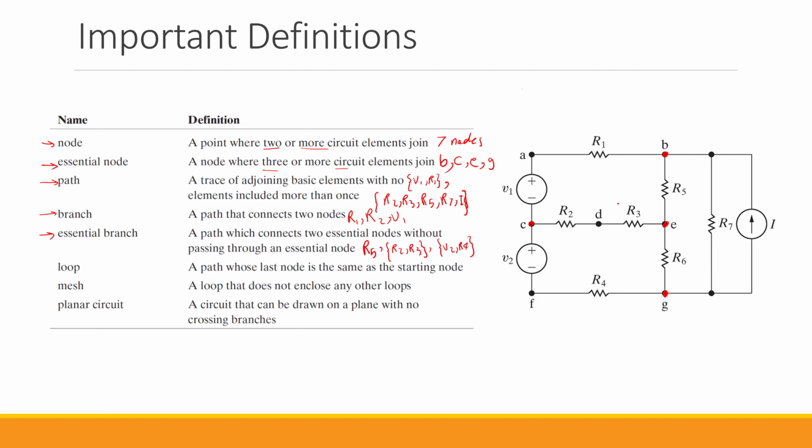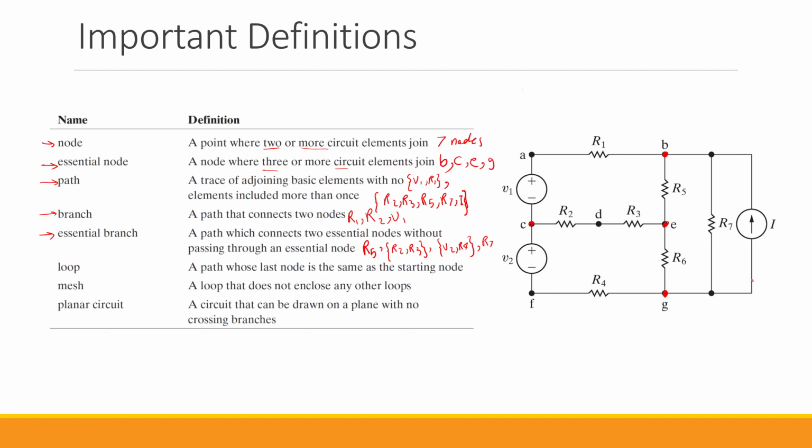What about the essential branch that connects B and G together? Obviously we cannot go this path. Why? Because it goes through C. We cannot go this path, for example. Again, it goes through E and C. We cannot go this path. It goes through E again, right? But you can go through R7. So R7 is practically an essential branch.